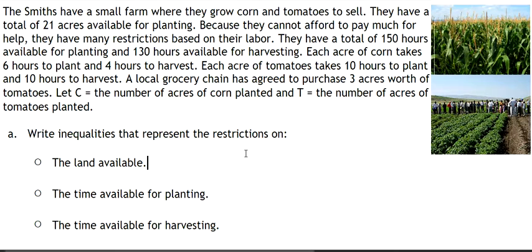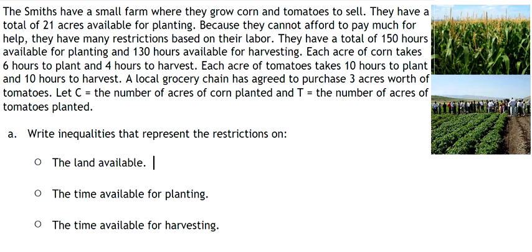So, the first one is the land available. We know that we only have a total of 21 acres that we plant, and with the definition up here, this nice let statement of T and C, we know that if we add the number of acres that we are planting with corn, C, plus the number of acres that we're planting with tomatoes, that has to be less than or equal to 21. It can't be more than 21 because that's all the acreage that they have. So this is a simple C + T ≤ 21.